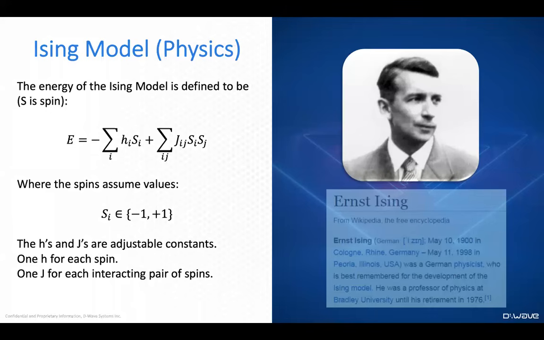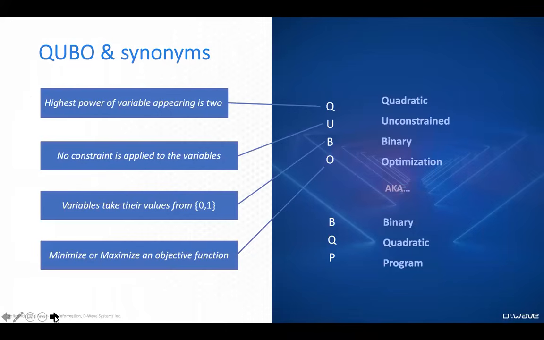And then the other way to do it is called QUBO, which stands for Quadratic Unconstrained Binary Optimization. It's a mouthful, but basically what happens here is that the highest power of variable, like in the Ising model that appears, is 2 for the quadratic pairwise terms.